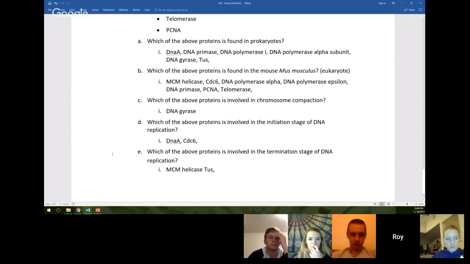The next couple are a little bit kind of tricky for me. I was able to get them through. Which of our proteins is involved in chromosome compaction? DNA gyrase, which is topoisomerase, if I'm correct. Correct me if I'm wrong, guys. And so this just helps compact the chromosomes. And then which of the above proteins are involved in the initiation stage of DNA replication? That's DNA A, CDC6. And finally, which of the above proteins are involved in the termination stage of DNA replication? MCM helicase and Tus. So that is the group problem for this week.